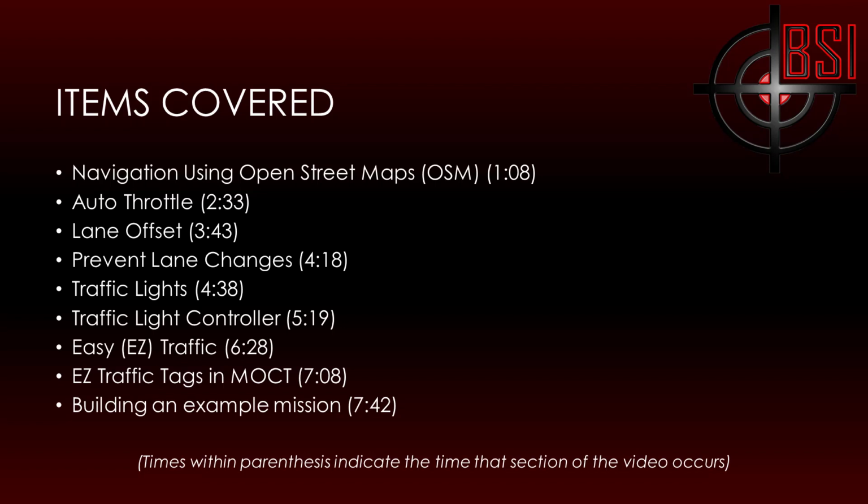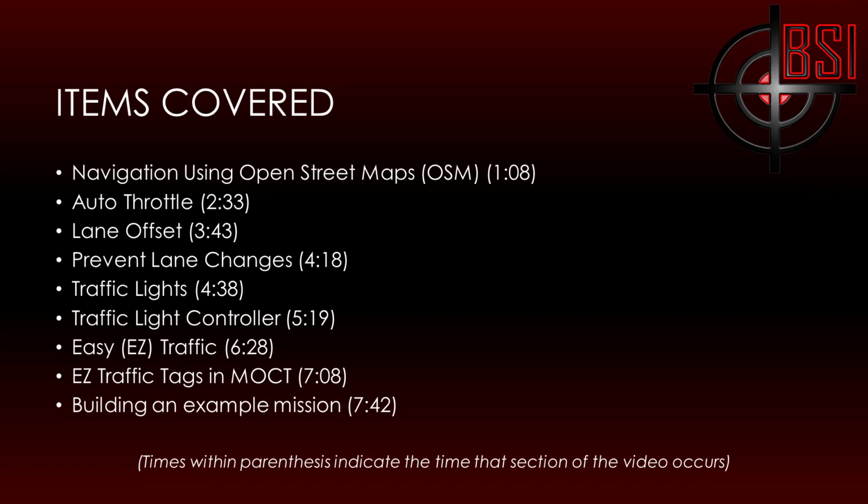Once we understand how to build routes using the navigation tool, we will highlight a few options available to you to modify the behavior of your traffic. We will touch on auto throttle, lane offsets, and preventing lane changes. Next, we will cover a new feature in MACE 2019 R2, traffic signals.